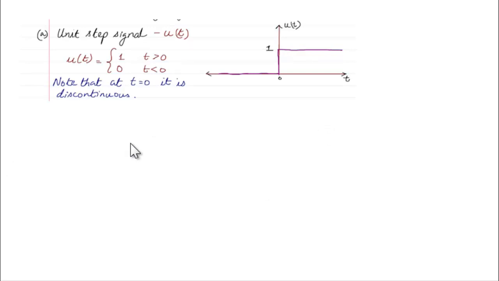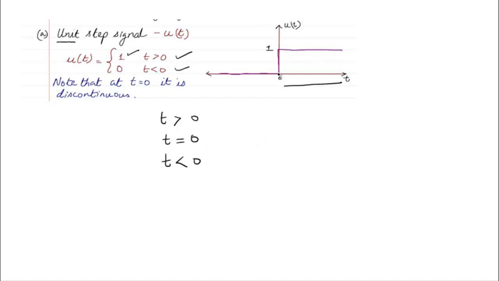First is the unit step signal u of t. As it is written here, the feature of the unit step signal is that it exists for time t greater than 0, where it has a value of 1. That is the reason why it is called a unit step signal, and at all other values it is 0. You can see that I have written t greater than 0 as well as t less than 0. What happens at t equal to 0?